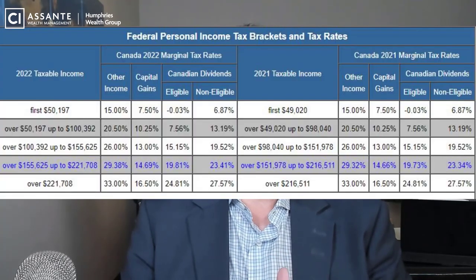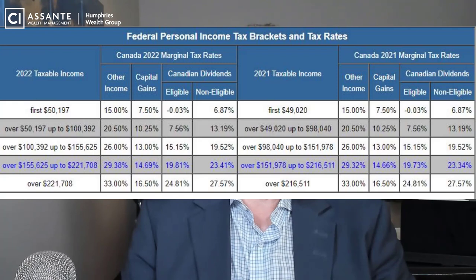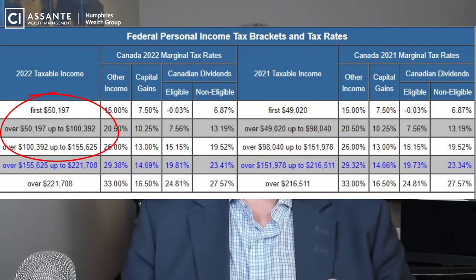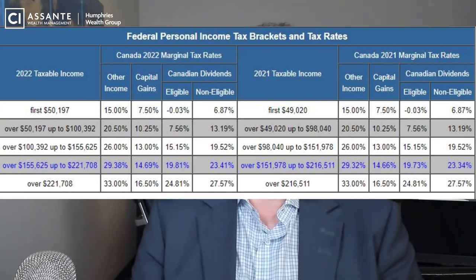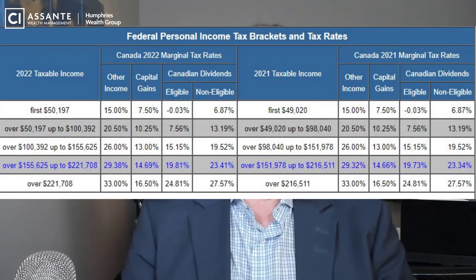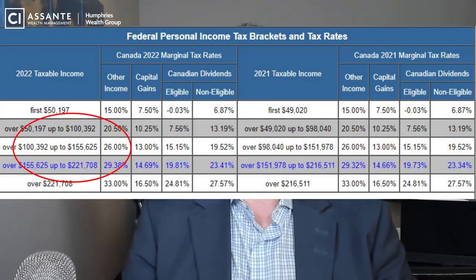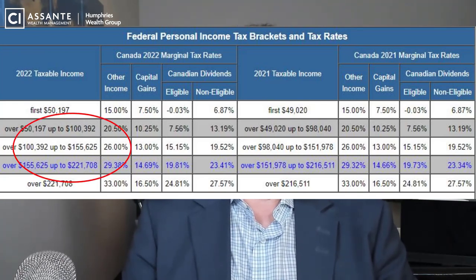On income between $50,197 and $100,392, you're at the next bracket. The overall marginal rate on that income would be 20.5%. And if you have income between $100,392 and $155,625, you're going to be at 26%.